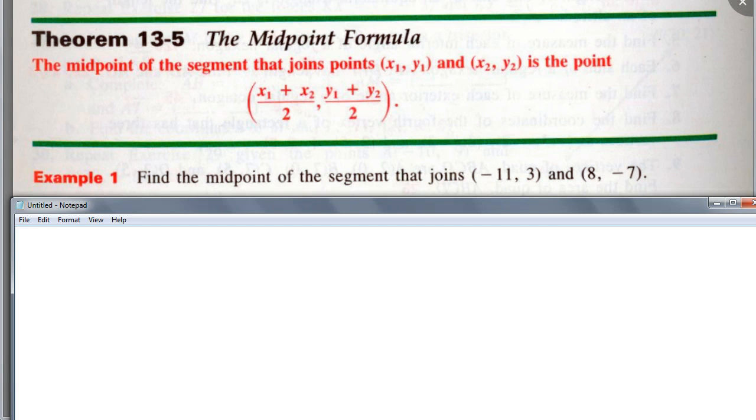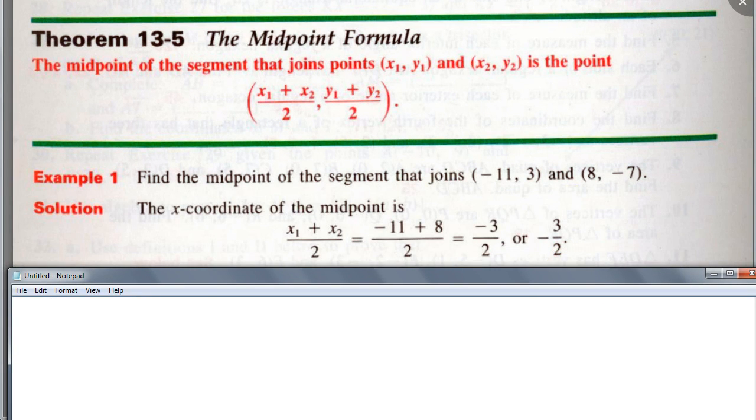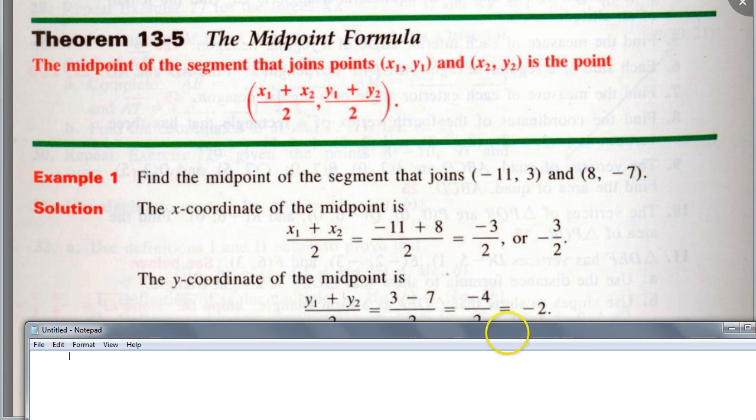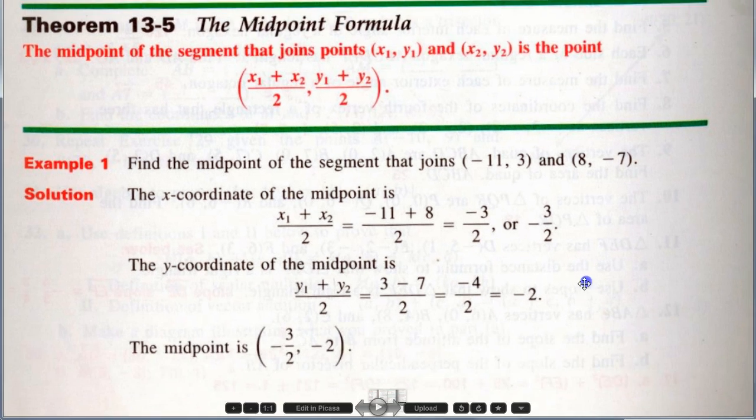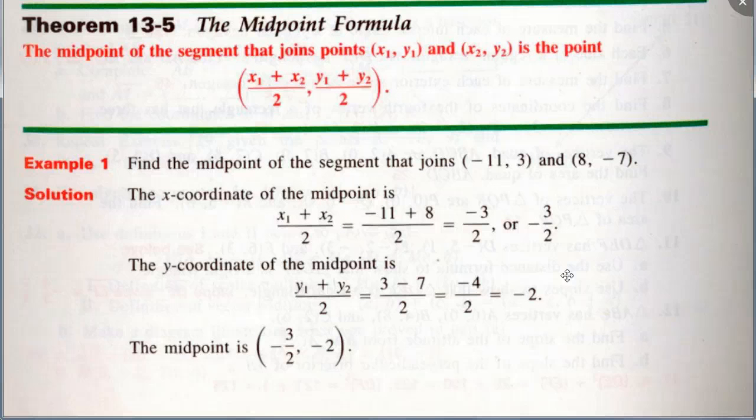How many people agree with Emily? This group? Okay, good. When you find the average of the x's, you get negative 3 over 2. When you find the average of the y's, you get negative 2. So that's correct. Negative 3 over 2, comma negative 2 is your midpoint. Any questions? Don't make silly mistakes, guys, or you're not going to get the right answer. May I move on to the next example? Okay, here we go.